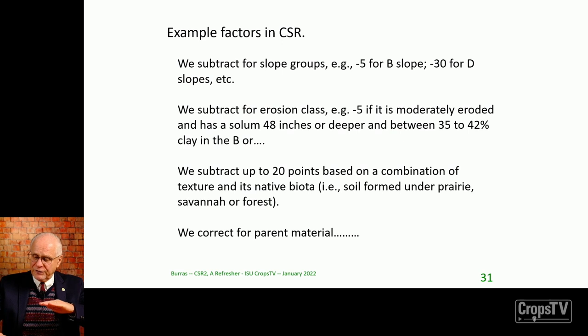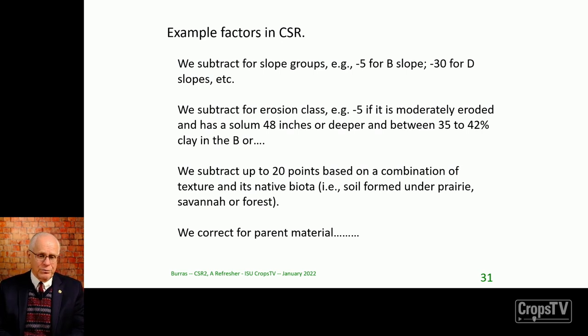He'd take off points if there was long-term recorded erosion at the site. He also took off points or modified points based on texture. If you had a really sandy soil, it wasn't as productive, the profile, as if it was nice and silty or loamy. And then he also corrected for whether it was naturally a forested soil or naturally a prairie soil. So a variety of things like that.